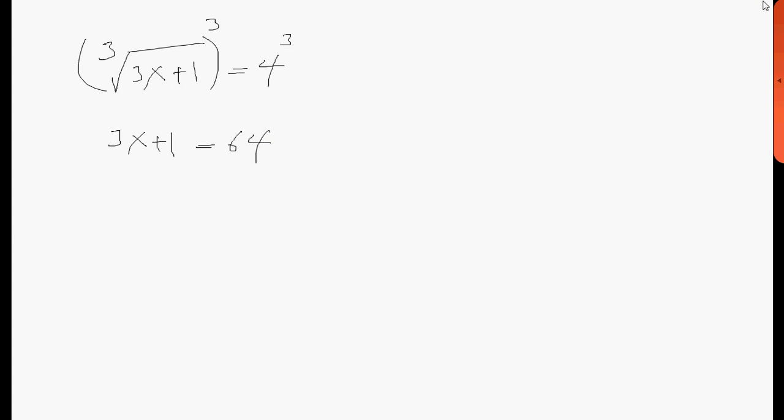And then you have a linear equation to solve. So 3x is equal to 63, which implies that x is 21. And you check your answer. If I plug in 21 here, I get 63. 63 plus 1 is 64. The cube root of 64 is 4, so the equation works. So the only difference was because I have a cube root, I raise both sides to the power of 3. And that's it for solving radical equations.